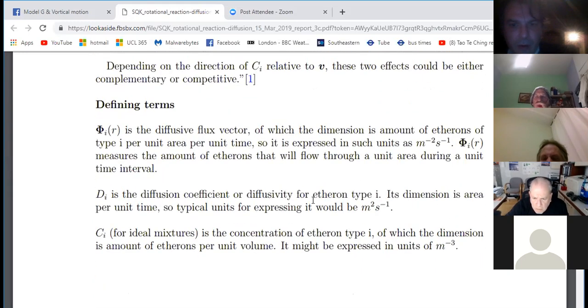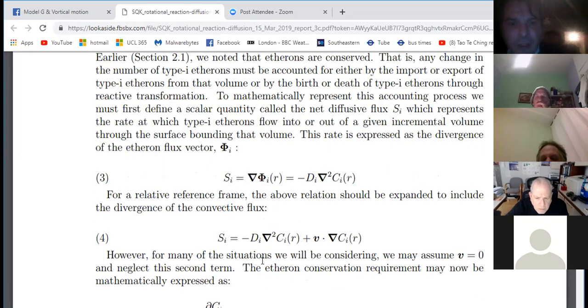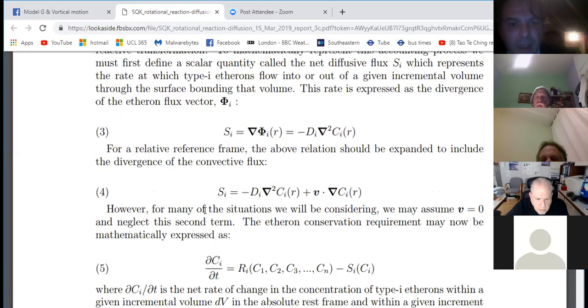Okay. Which term are you talking about? The last one. Can you see here now? Look, however, for many of the situations we'll be considering, we may assume V, the convective term, equal to 0, and neglect the second term. So if we neglect this term, which is Model G. Okay, V was assumed to be 0, yeah. Because that's the convective term. So we've neglected that. So we're left with this, and this is like the translational diffusion.